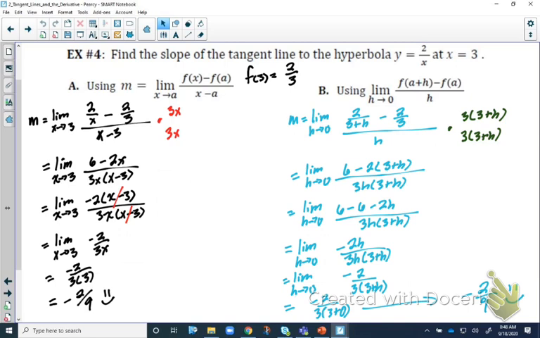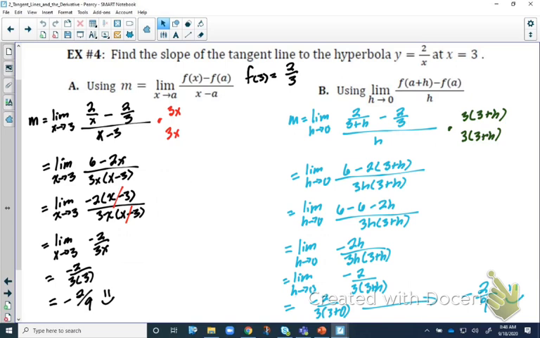So the limit, as we approach 3, in this case, the way that we've seen it, is going to give me negative 2 over 3 times x. So now we can do our substitution without having a 0 in the denominator. And so the slope, the actual slope of the line that's going to be tangent to the hyperbola at x is equal to 3 will have a slope of negative 2 over 9.